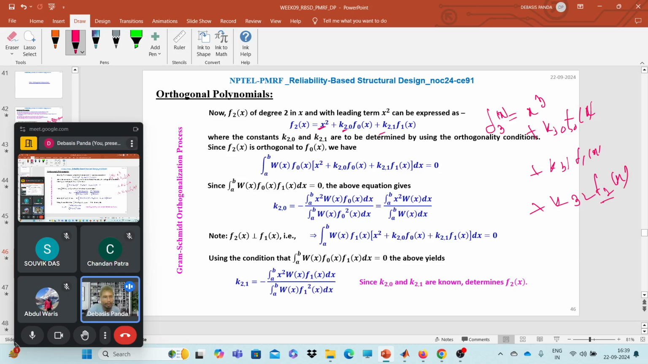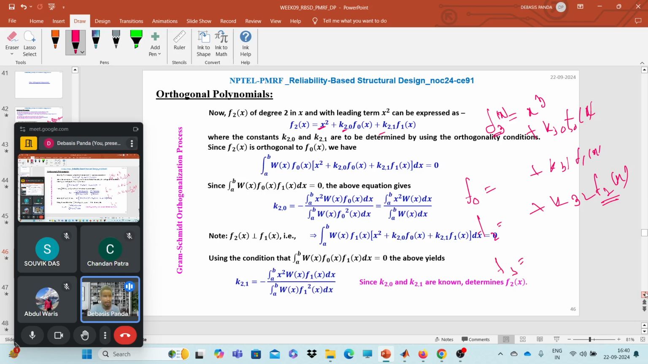So here we are considering the orthogonality between f2 and f3, and using the orthogonality property we can find out the k. Once we have the k value, we can easily say that okay, my first order polynomial f1 will be this, my second order polynomial f2 will be this, my third order polynomial is this.